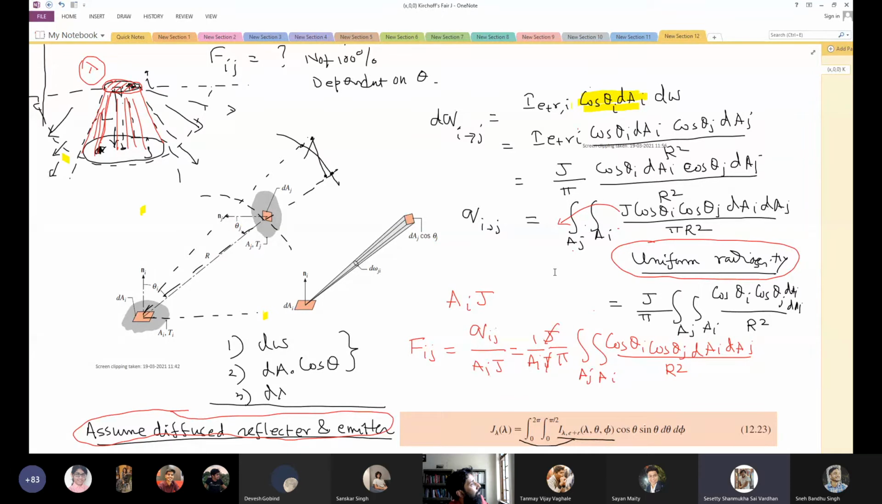Won't the area dAJ also affect the Fij, because the more the dAJ, the viewer will be able to see less? So wouldn't there be a 1 by AJ term also? No. AJ will come as integration. You see that's how it came. So there will be no 1 by AJ here, because Qij is the fraction of energy that is leaving I and reaching J, and this is the total energy that I emitted. Yes, I got it. Okay.